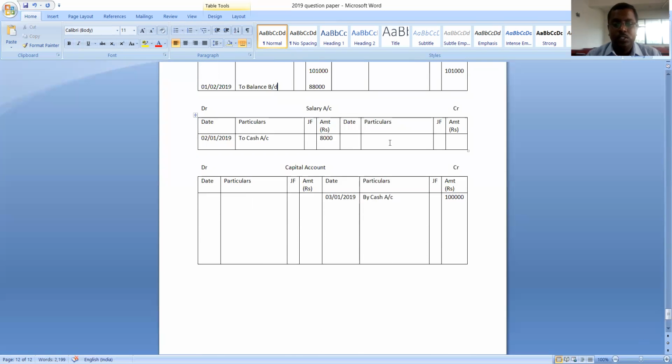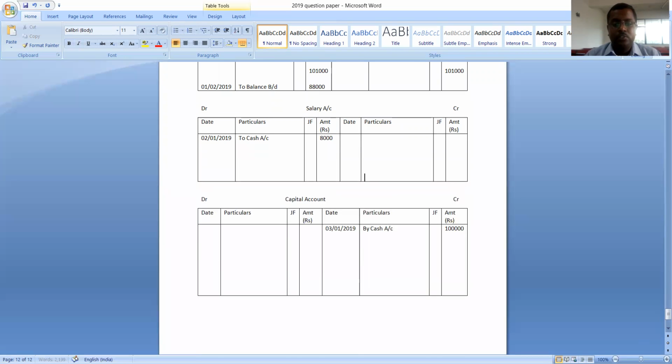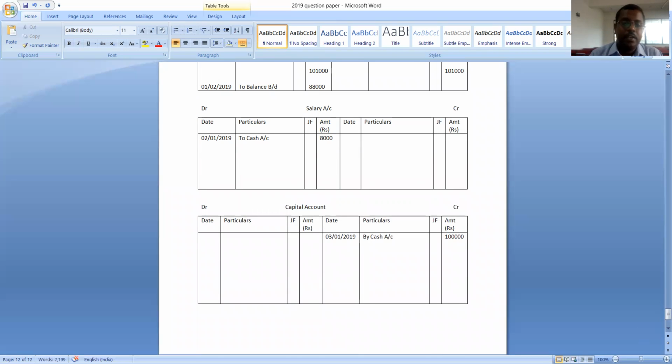Remaining accounts. Yes, what is the next account? The next account is the salary account. Let us close the salary account now. Total up the debit side or credit side, whichever is higher. Which side total is more? Debit side total is more. There is no figure on the credit side. Understood? Okay, debit side total is more. How much is the total of the debit side?